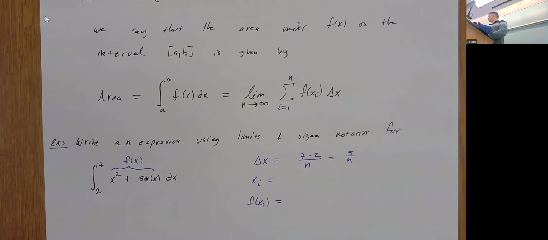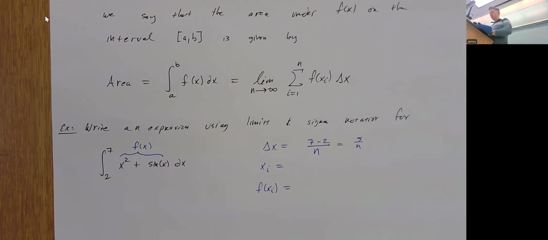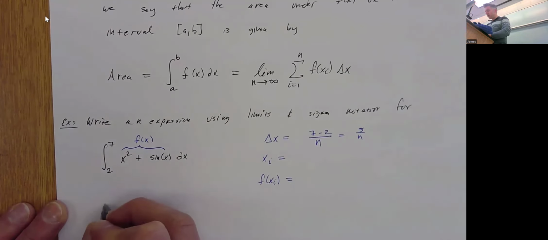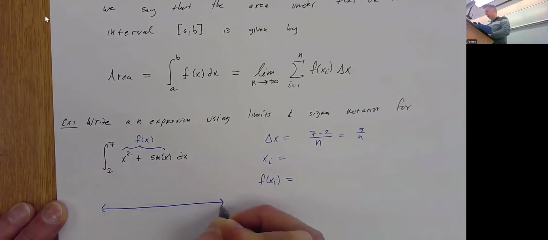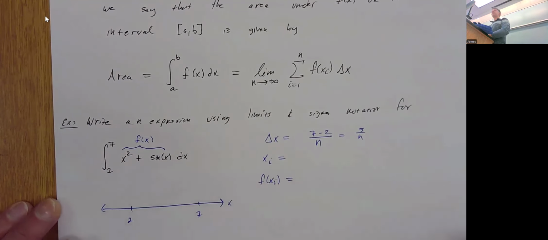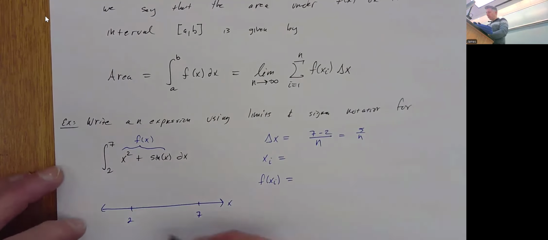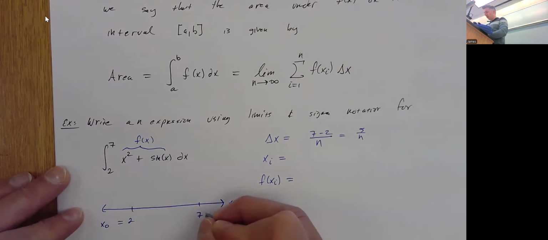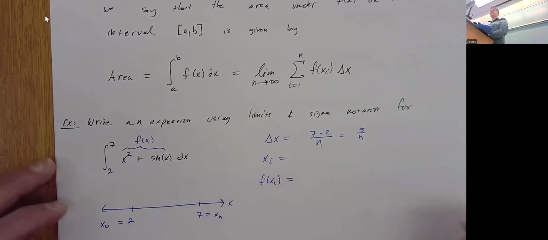I do find it helpful in problems like this to not draw the whole function. I don't think I need to draw the whole function. Plus, I don't know how to draw that function. It's terrible. Really, just draw what's happening on the x-axis. So we're going from 2 to 7. I know that my leftmost endpoint is x sub 0. My rightmost endpoint is x sub n. And then each subsequent endpoint is a width of delta x from the previous one.